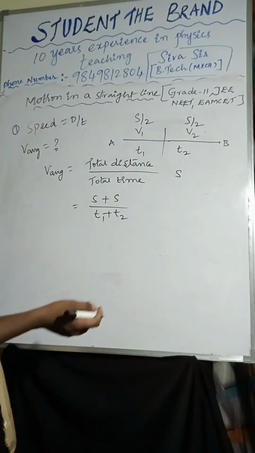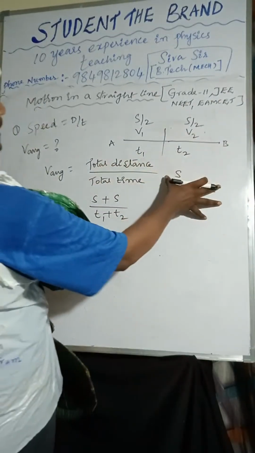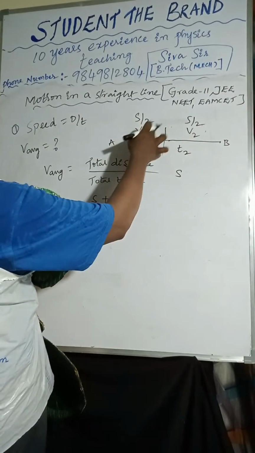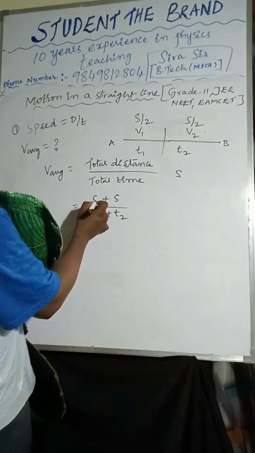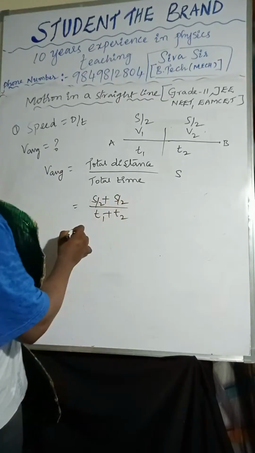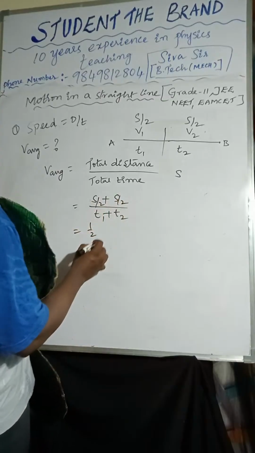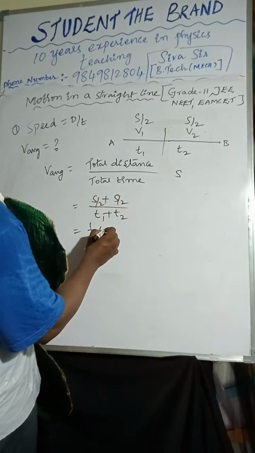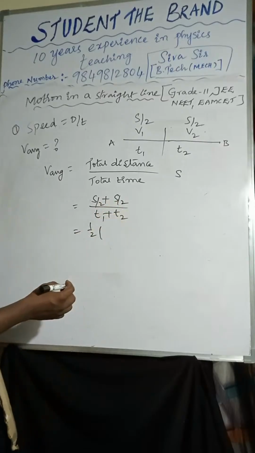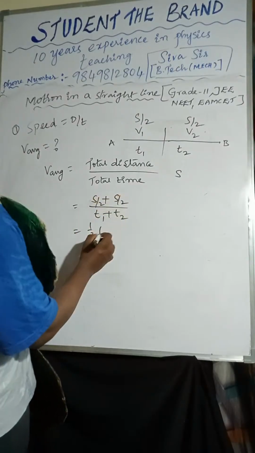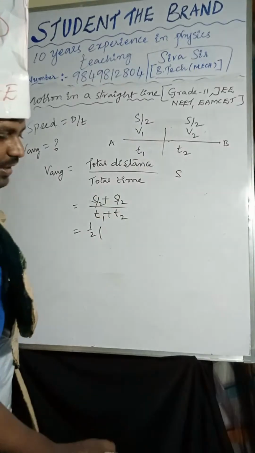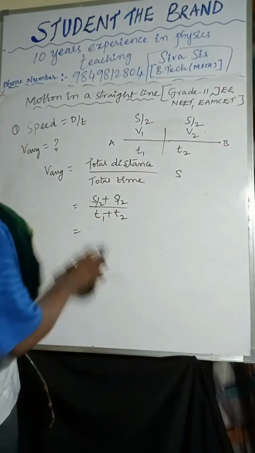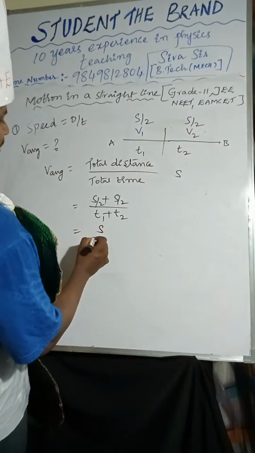This is s by 2 and s by 2. If you are taking half of the total distance s, so this is s by 2 and s by 2. That is also fine. So 1 by 2 common, and you can take s common also. Okay, so we will get s. So half, s by 2, how much will we get? Yes, only that.